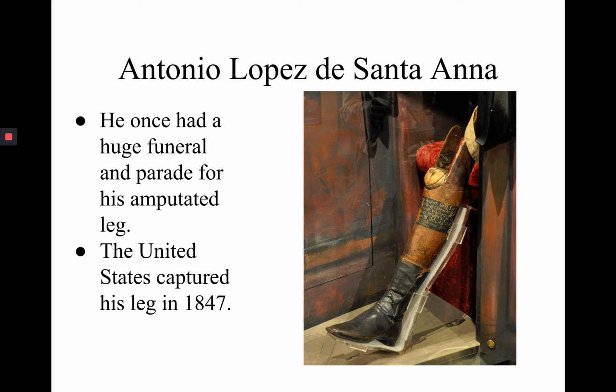A few years after that, public opinion of him turned in Mexico. People got frustrated for other reasons with Santa Anna. They actually dug up his leg from the church, and people paraded it around the city yelling, "Death to the cripple."